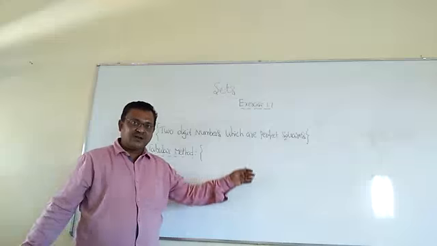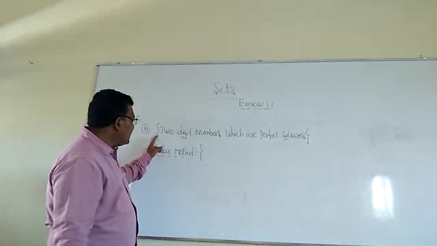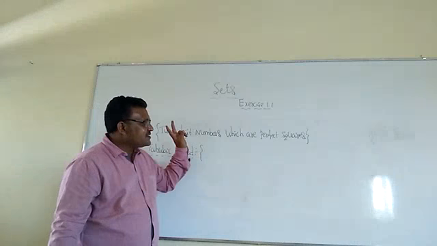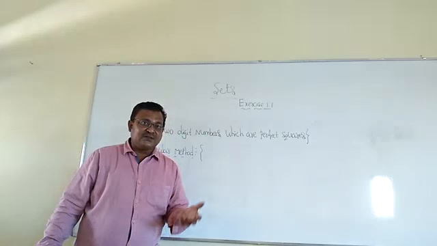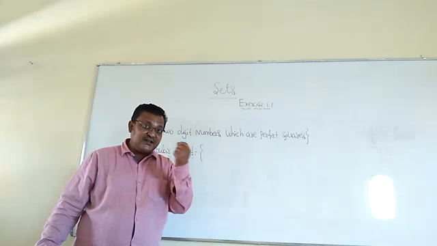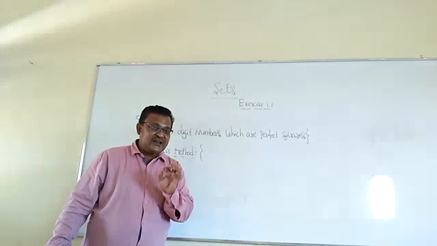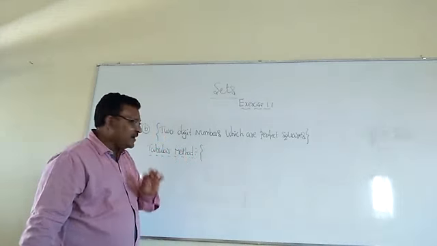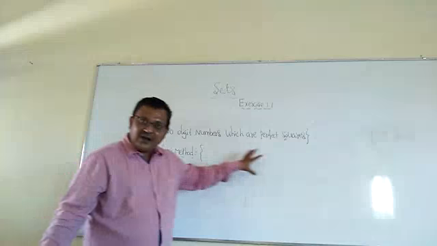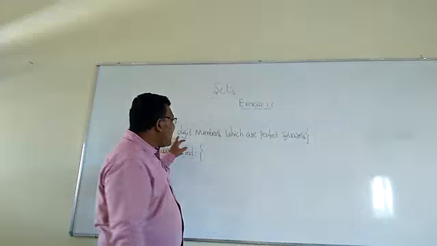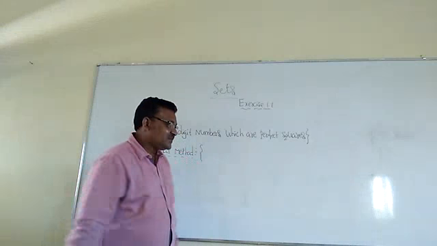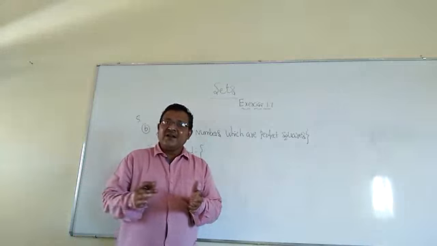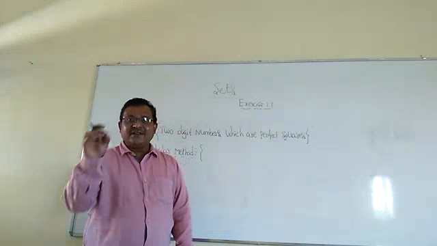You have to list out all the elements. What will come under this one? Two digit numbers which are perfect squares. So two digit numbers start from 10 and end with 99. So from 10 to 99, what numbers will come? You have to write all? No. You have to write only the perfect squares. Perfect square means the number which can be expressed as the square of another number.